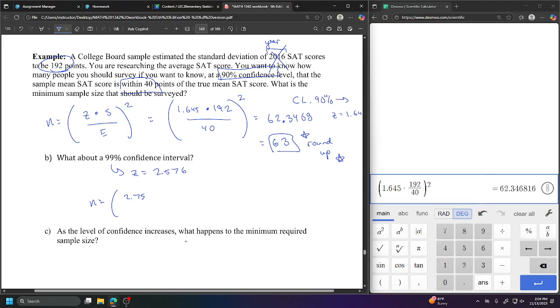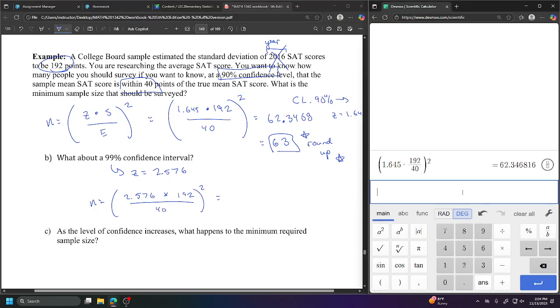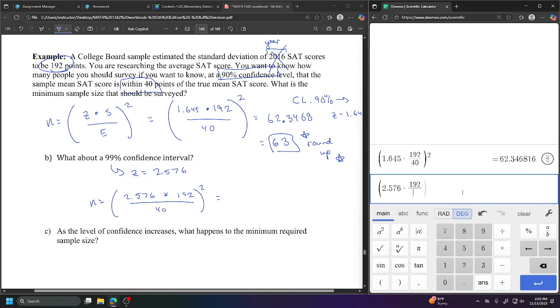2.576. Oh, look, guys, I'm dyslexic. It happens. And then I have a 192 all over the 40. And I square it, pop it all in. Let's get an answer. 152.89. What's my real number? 153. You got it.